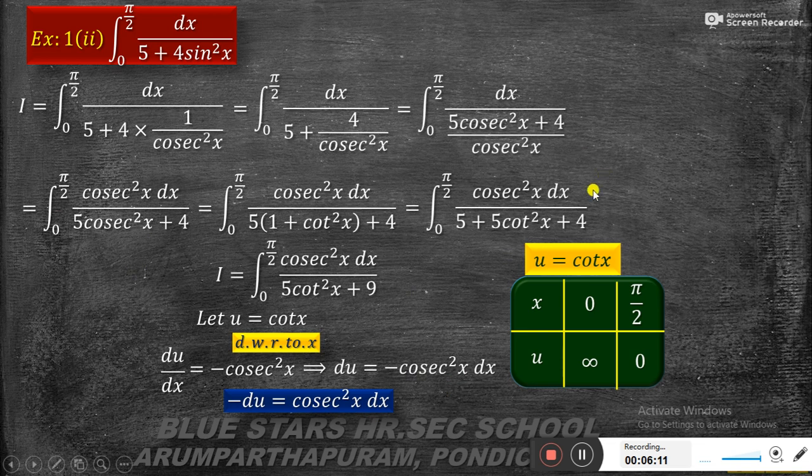Next, u equal to cot x. So first, here the x limit is 0 to pi by 2. You substitute x equal to 0 to pi by 2. You substitute u equal to cot 0, which means infinity, because cot means cos by sin. So cot 0 is infinity, u equal to infinity. Next, cot pi by 2 means the answer is 0, u equal to 0. Therefore, for x equal to 0 to pi by 2, we substitute infinity to 0. This is the limit. Next, du equal to minus cosecant square x dx, that is minus du equal to cosecant square x dx.